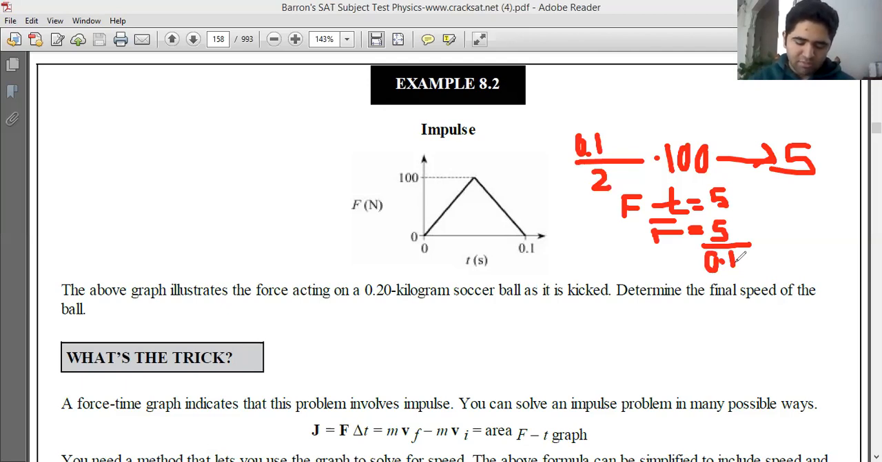I'm assuming that's going to be 50. So yeah, it's 50. So the force is 50 newtons. Okay. What does force equal? That is mass times acceleration.